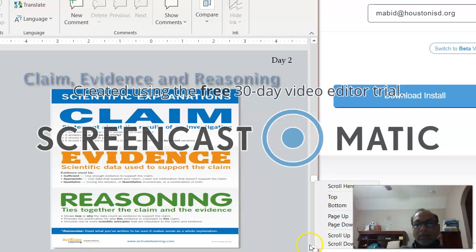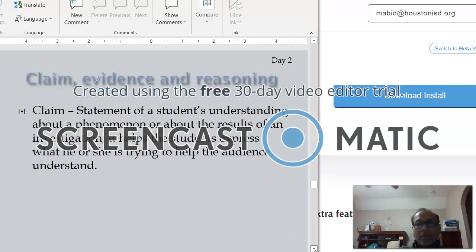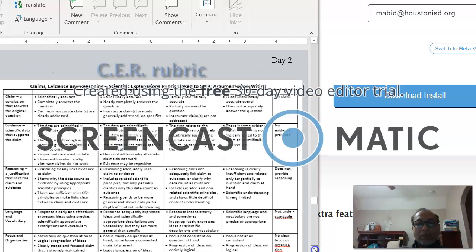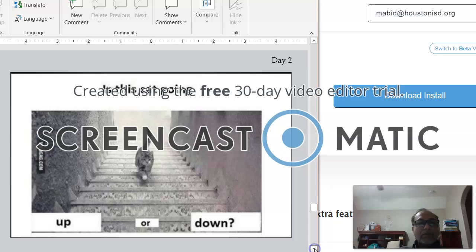My claim is, and claim, evidence, and reasoning. So, what is a claim? What is evidence? What is reasoning? And then I'm also providing the CER rubric. Once they have done the practice of a CER, say for example, this is my example: is this cat going up or down?